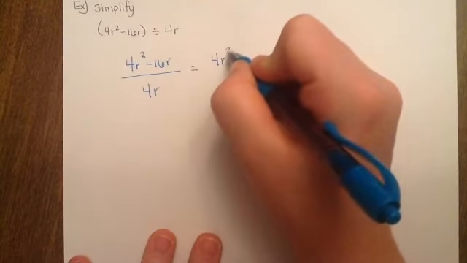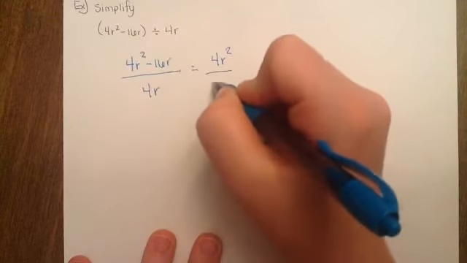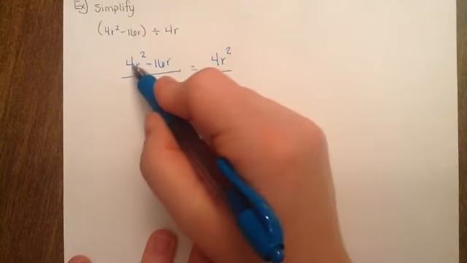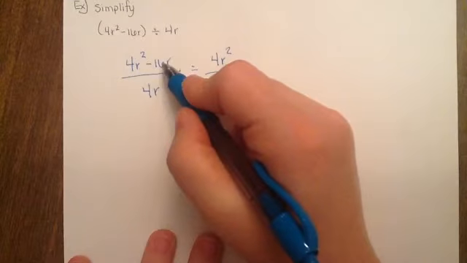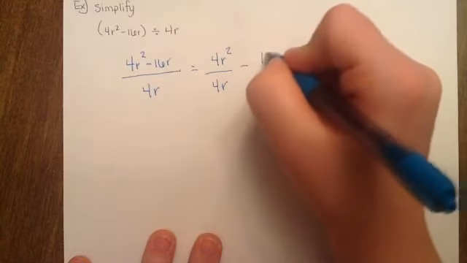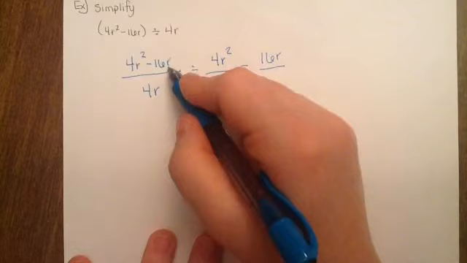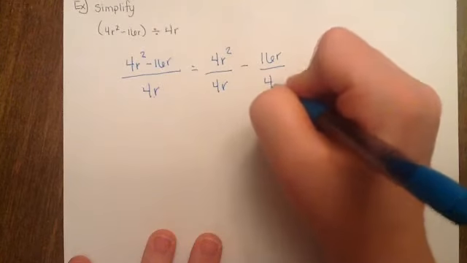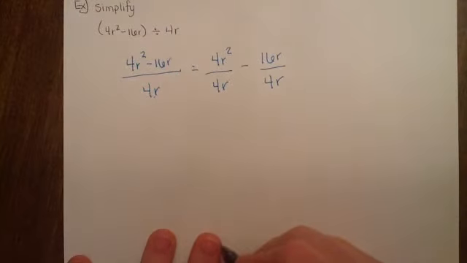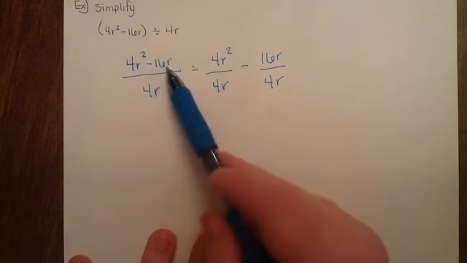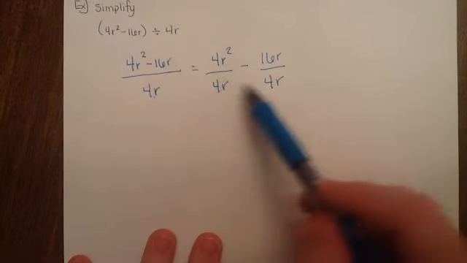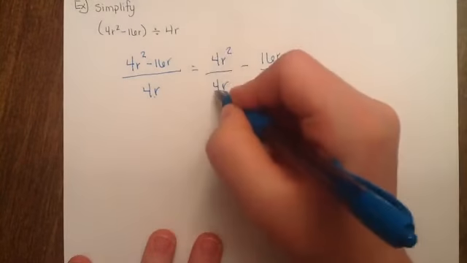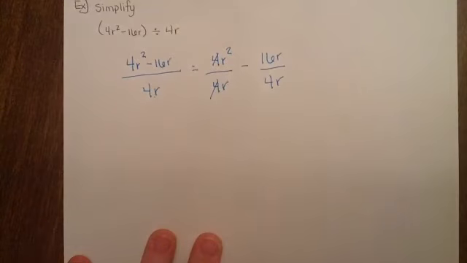So I will have 4r squared divided by 4r. Okay, so this one over that. Minus, and now I'm going to do 16r over 4r. Okay, so since there are two pieces on top, each one goes over the 4r. And now all I need to do is simplify. 4 over 4 cancels out. It's just 1.